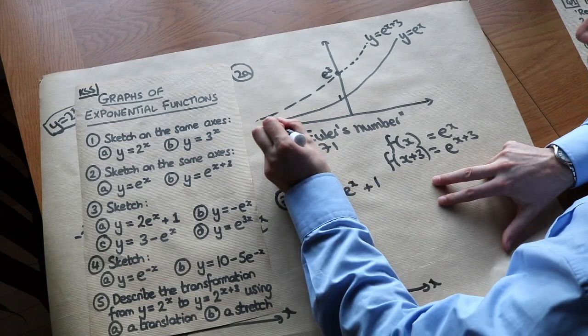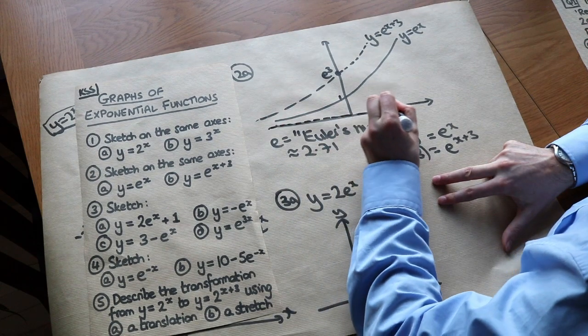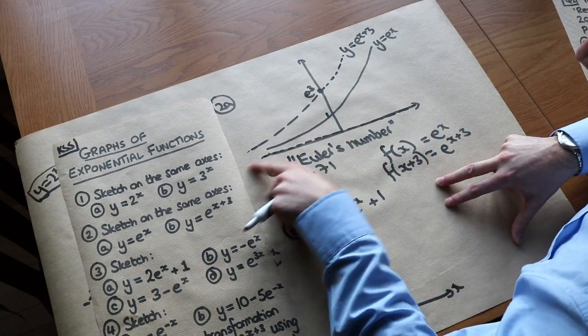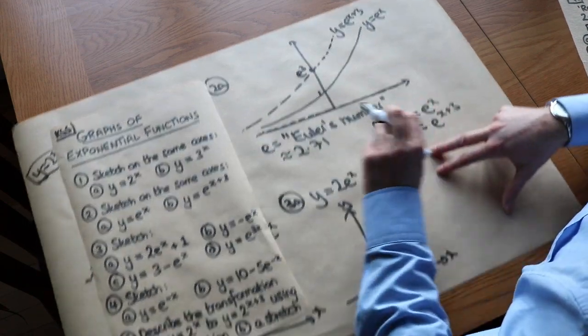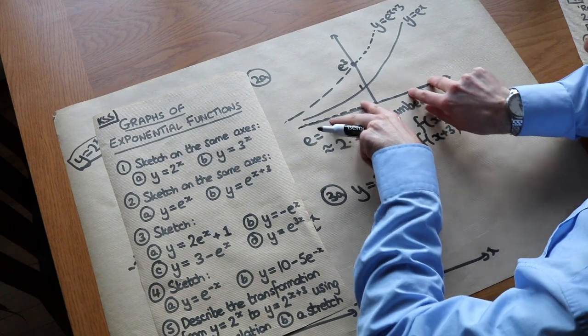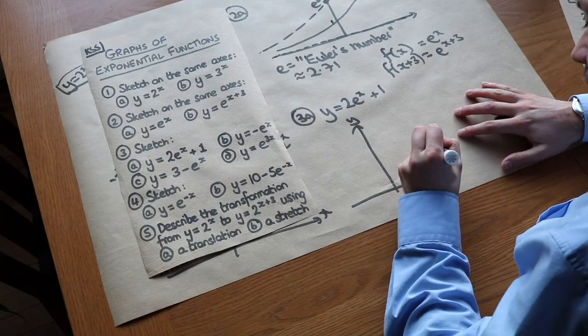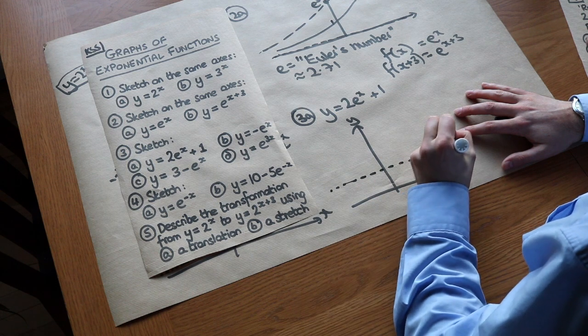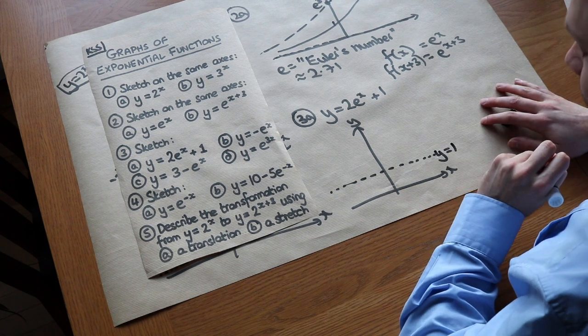Now can you see that on the original e to the x graph, we have this asymptote here, because this curve is approaching this straight line, y equals 0. Now that asymptote is going to get translated up 1. So now we've got an asymptote and we have to give the equation of the asymptote: y equals 1.